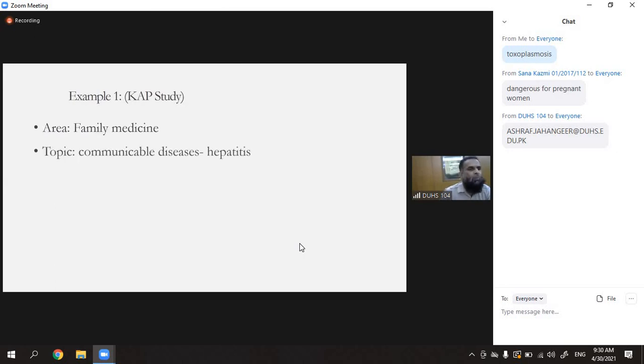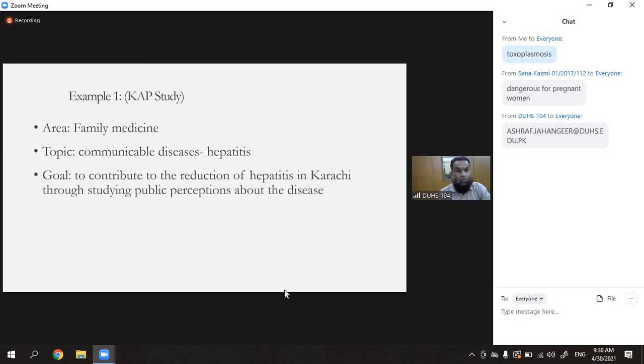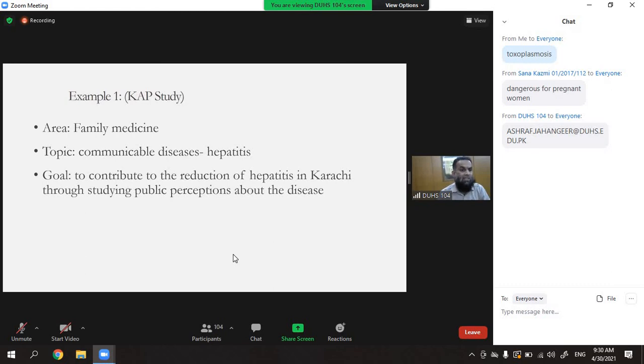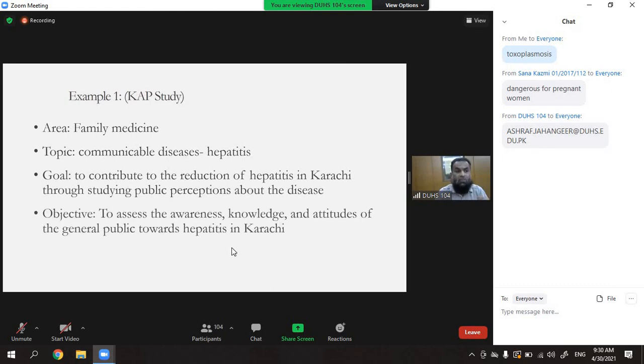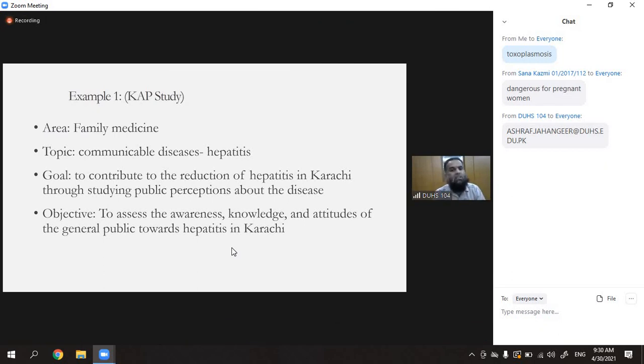So for example, in the family medicine, we are doing a KAP study on communicable disease such as hepatitis. Our goal is to contribute to the reduction of hepatitis in Karachi through studying public perception about the disease. What are our objectives? Our objective is to assess the awareness, knowledge, and attitude of the general public towards hepatitis in Karachi. So goals could be broader, but objectives are specific.